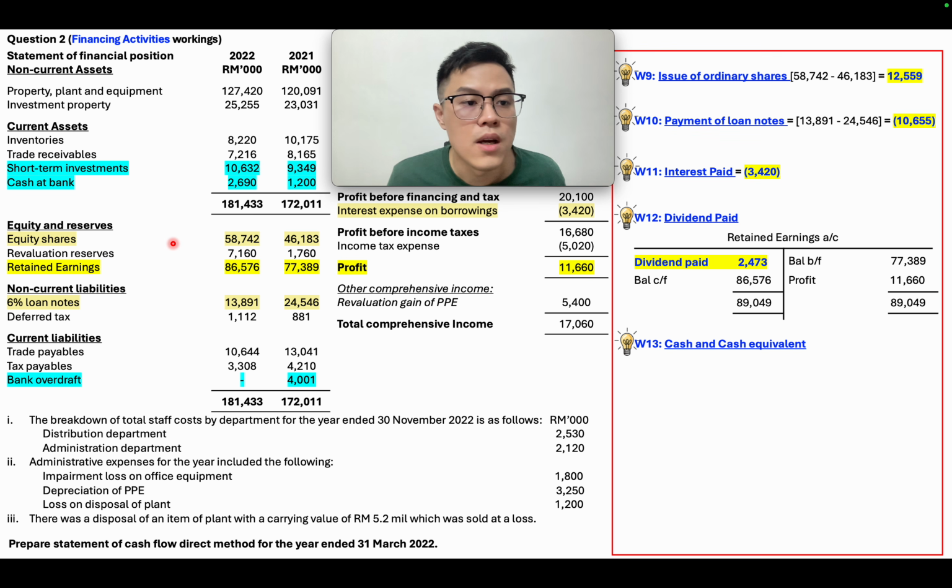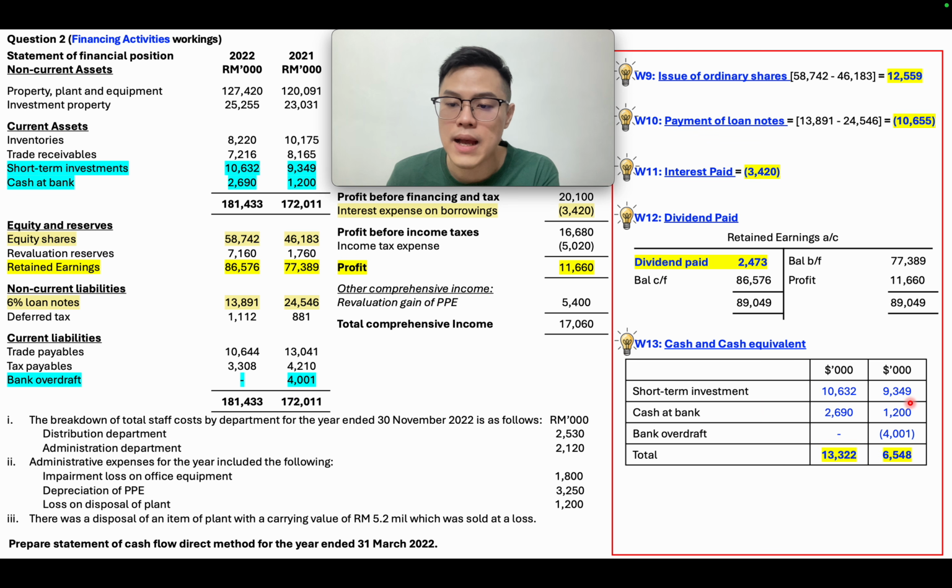And in this question, we will do one quick working that we didn't do in illustration number 1, because we have these 3 blue color cash flow. So these 3 blue color are cash and cash equivalent. So we have short-term investment, cash at bank, and we have overdraft bank. So you use your asset minus your liability overdraft bank. This will be your opening cash and cash equivalents. For the ending, just these 2 assets, short-term investment and cash at bank, that will be your ending answer of your cash flow statement, 13,322. So our answer must be equal to 13,322 in our cash flow statement.